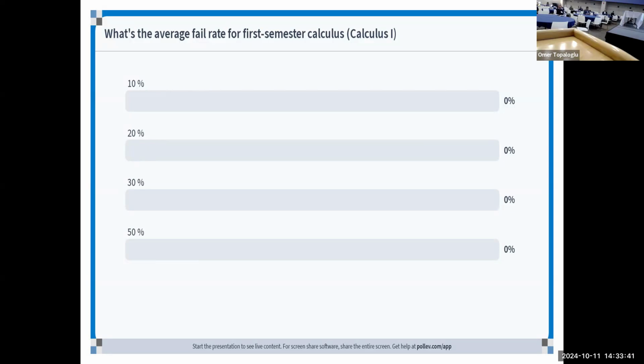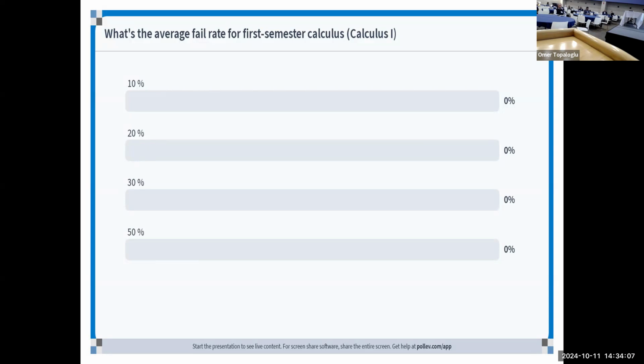Who says 20% of the students are failing? Okay. Who says 30% of the students are failing? Okay. And what about 50%? Okay. I guess our poll reflects the correct number. It is 30%, 30 to 35% of the students are failing from the Calculus 1 class.